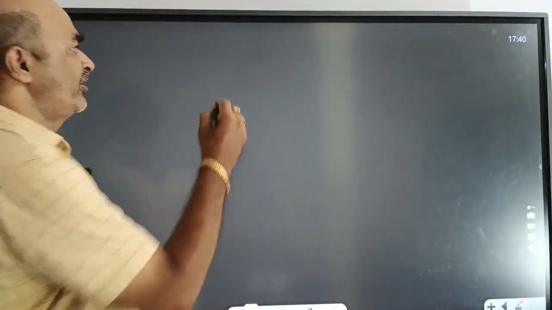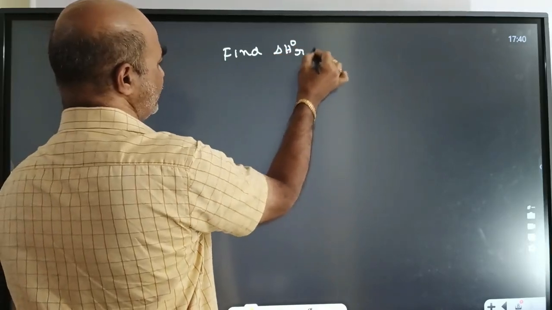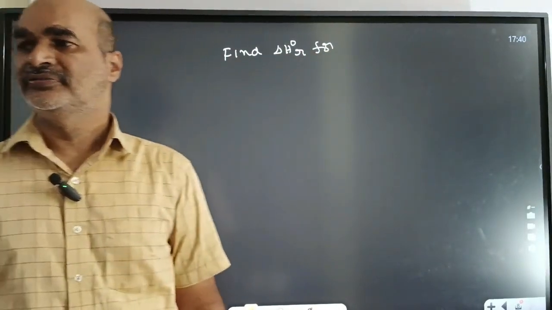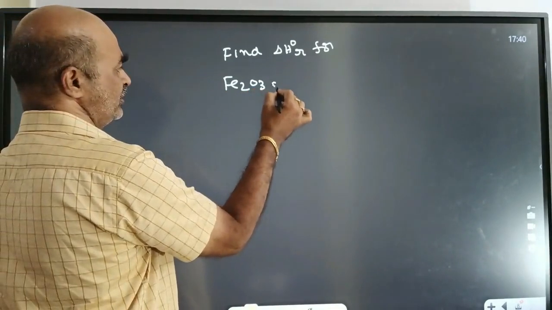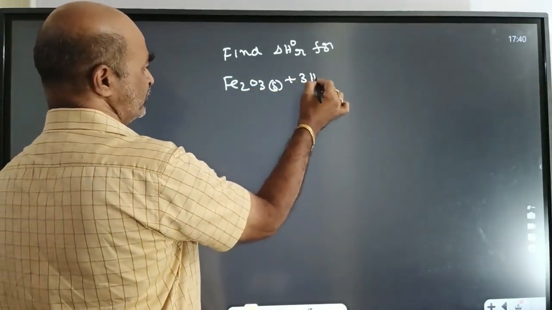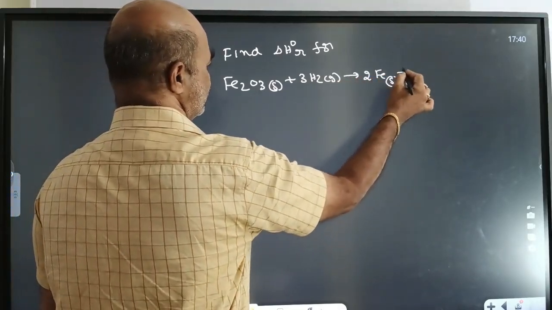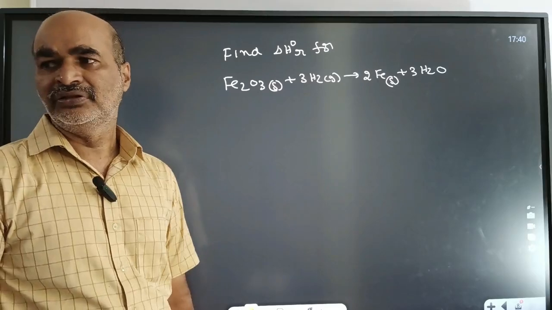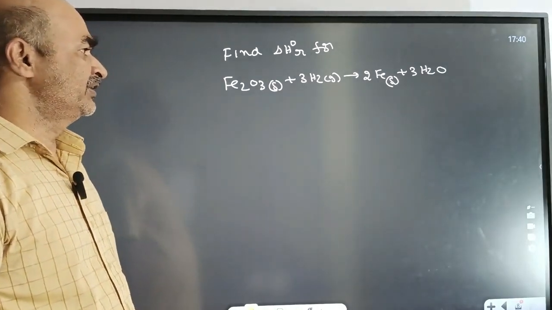Next, find the enthalpy of reaction for Fe2O3 solid plus 3H2 gas gives rise to 2Fe solid plus 3H2O.